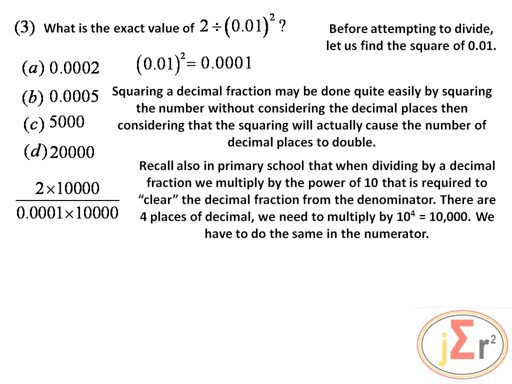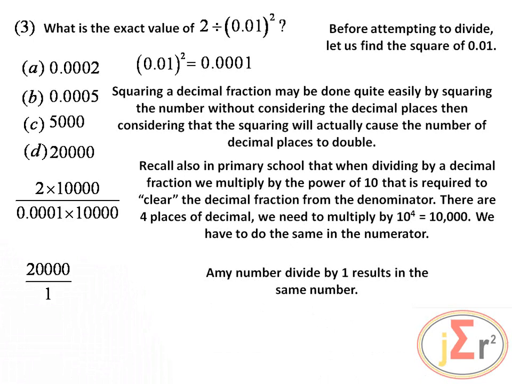In that event, in the denominator we have 1, and in the numerator we have 20,000. Any number divided by 1 results in the same number. Therefore, the correct answer is 20,000. And we have verified that option D is correct.